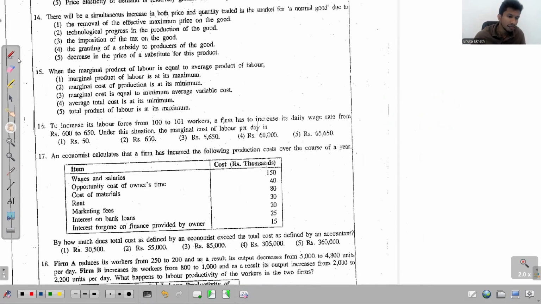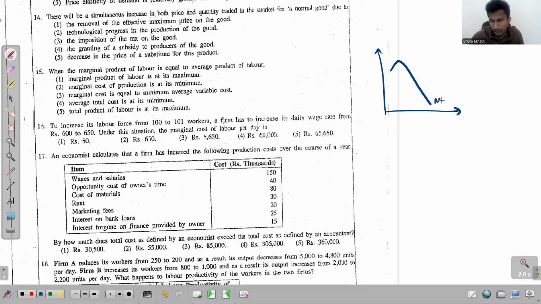Right. Look at the 15th question. In the 15th one, when the marginal product of labor is equal to the average product of labor. Okay. So if you remember the curves related to this marginal product and the average product, this is how they change.